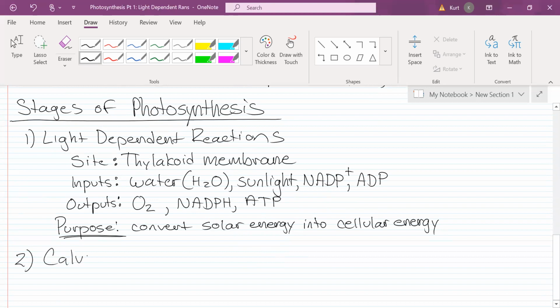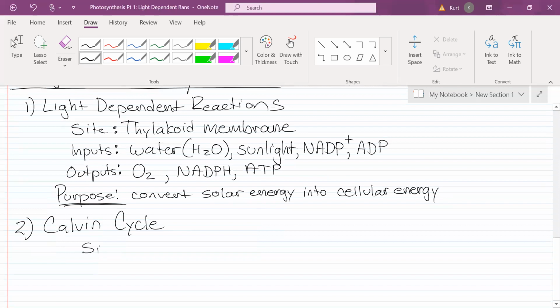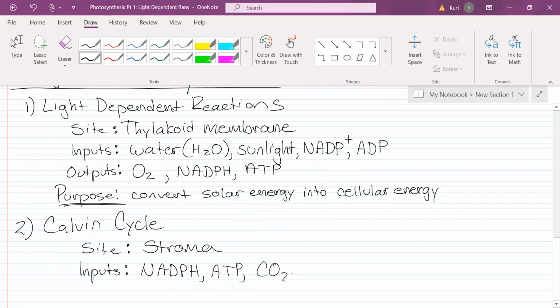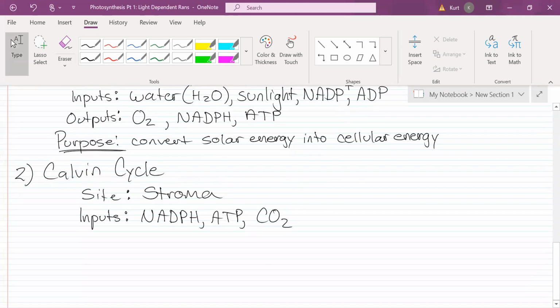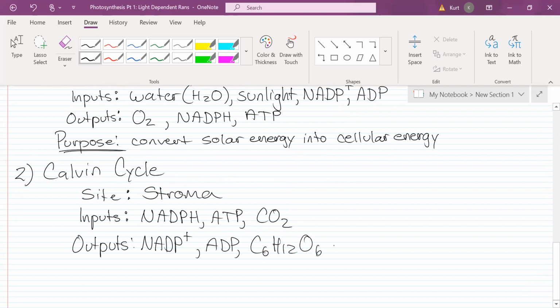This is called the Calvin cycle. Don't get that confused with the Krebs cycle. The site of the Calvin cycle is the stroma of the chloroplast. The inputs, NADPH, ATP, and carbon dioxide from the atmosphere. The outputs, NADP+, ADP, and C6H12O6. That's the gold trophy right there. That's what you're trying to make, glucose.